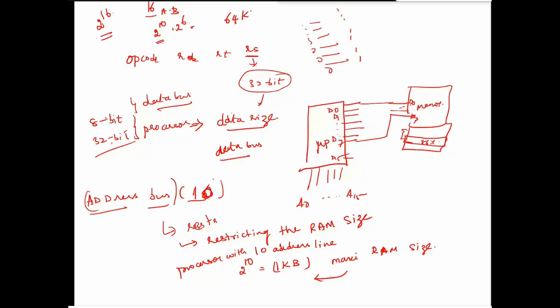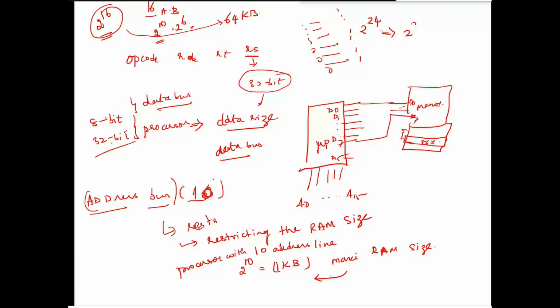In the same way, if it is 2 power 24, can anyone say what is the maximum memory size that the processor can interface? 16 MB. Yes. Write it like this: 2 power 20 into 2 power 4. What is 2 power 20? It is 1 MB, isn't it? And 2 power 4 is 16. So 16 MB.